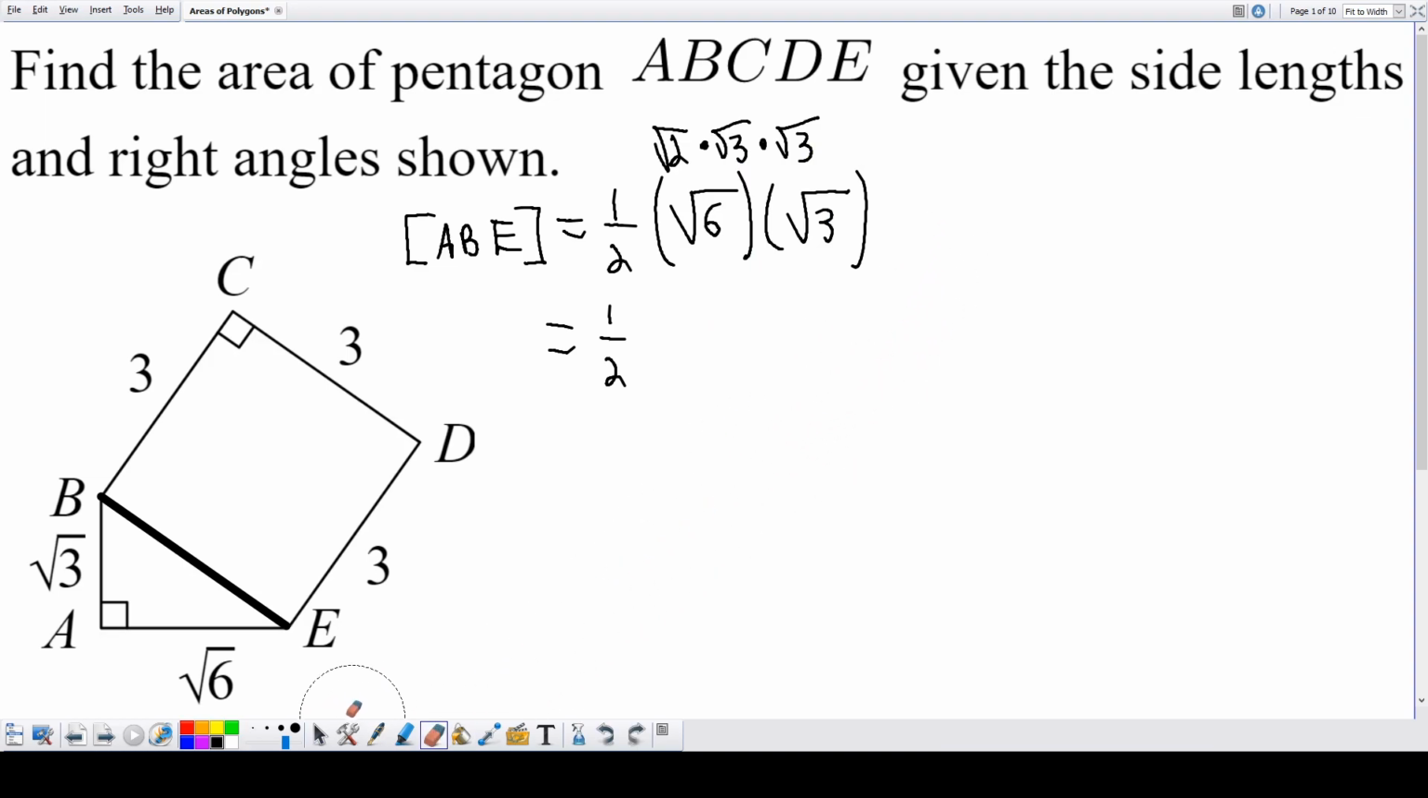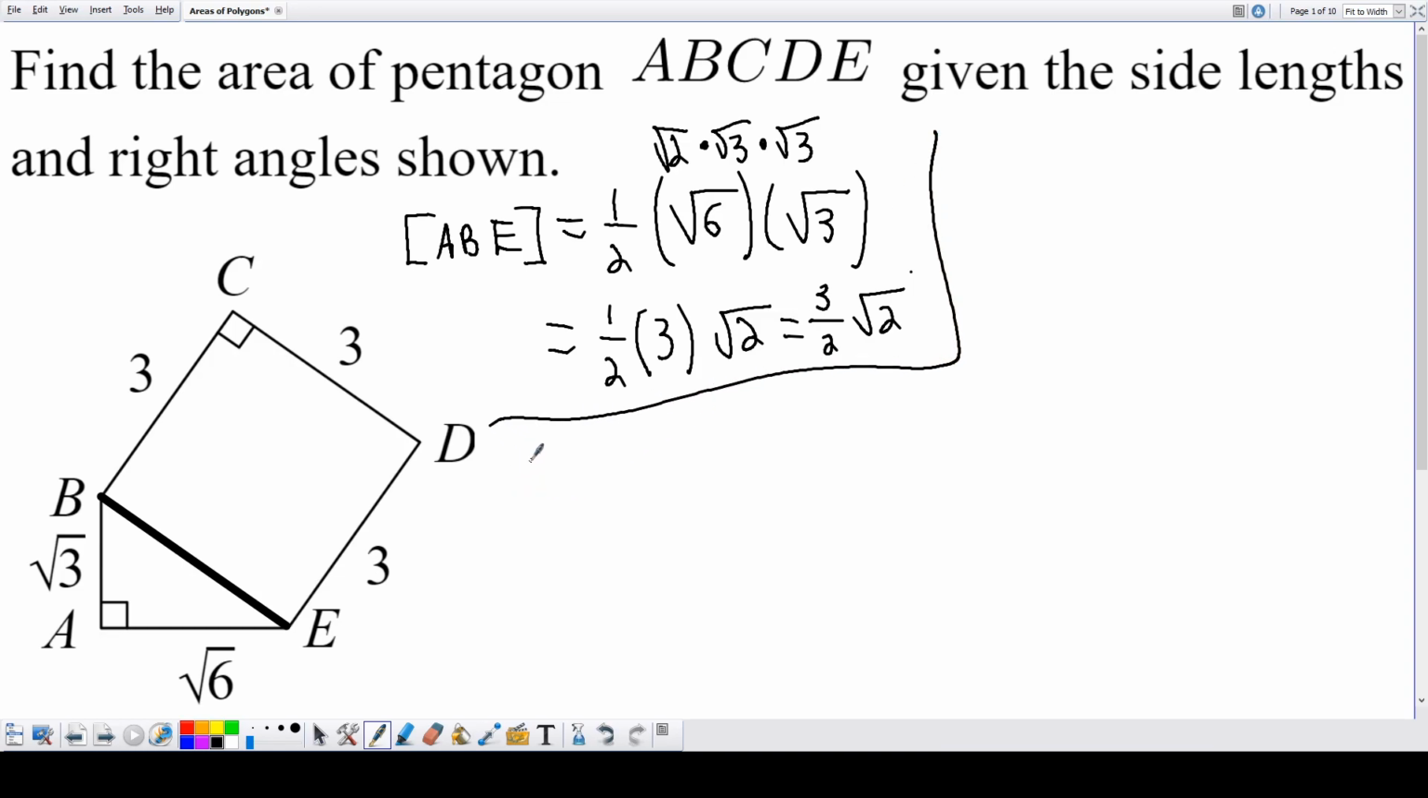So the square root of 3 times the square root of 3 becomes just regular 3, because when you square a square root, it cancels out. So we're left with a regular 3 times the square root of 2. And to simplify it further, 3 times 1/2 is just 3/2. And then we have our root 2. So that's the area of the triangle ABE. Now we have to find the area of BCDE.